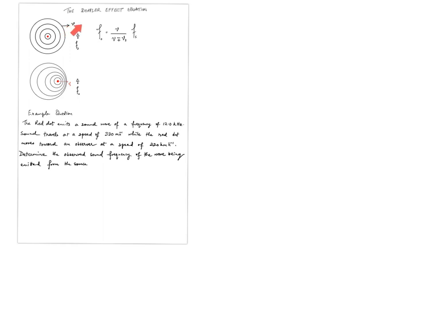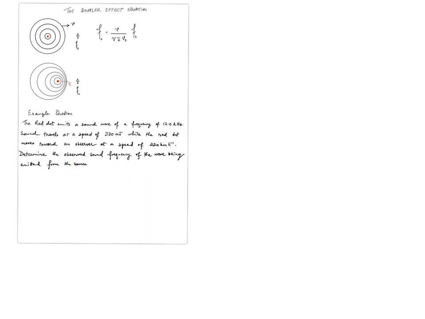Like I mentioned, the speed of sound is 330 meters per second, while the red dot moves towards the observer at a speed of 220, interestingly, kilometers per hour, not meters per second. Determine the observed sound frequency of the wave being emitted from the source.